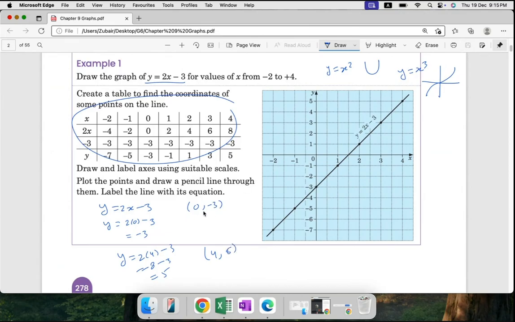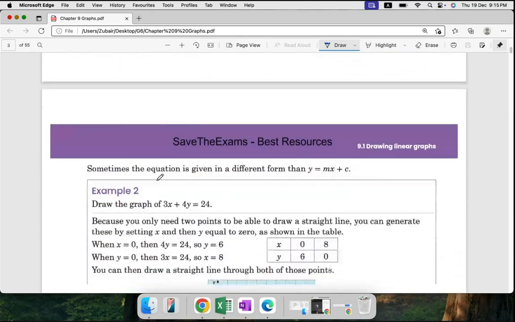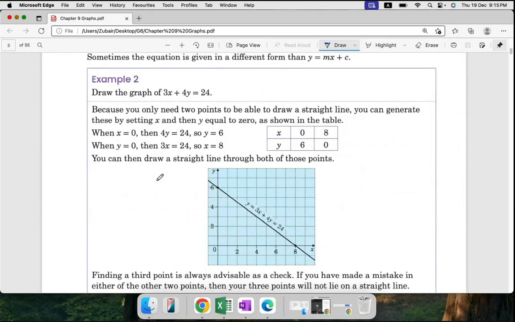So 0 comma minus 3, x0 y minus 3, this is the point, and then 4 comma 5, x4 y5, this is the point. Because it is a straight line, these two are more than enough to draw the line. We would just use a ruler and pencil and draw the line. Sometimes it is the requirement of question to fill in the table. Mostly 90% of the values are already there, and we fill in the missing value.